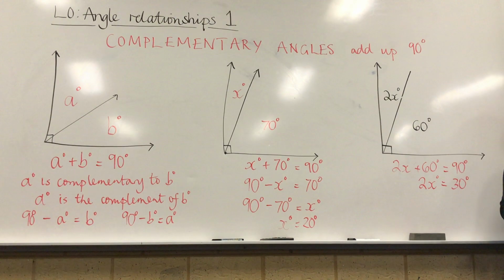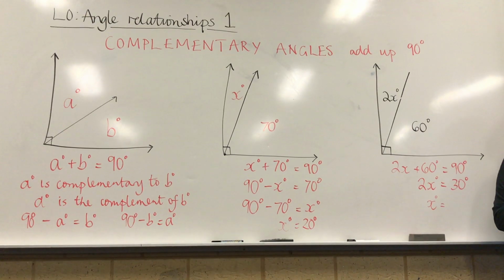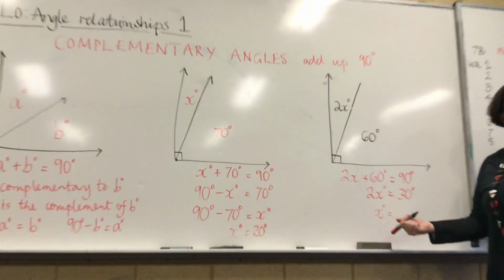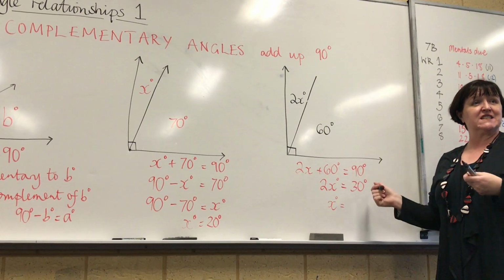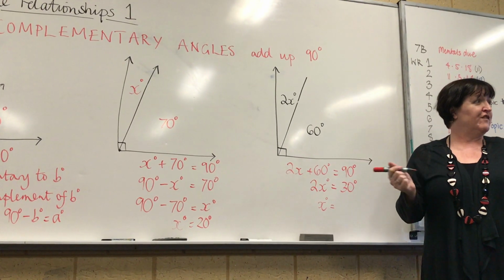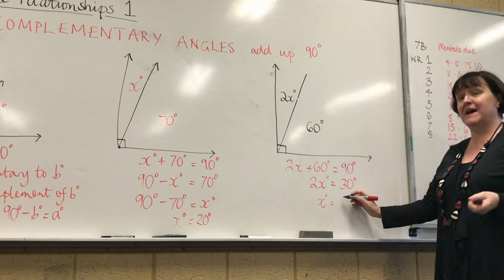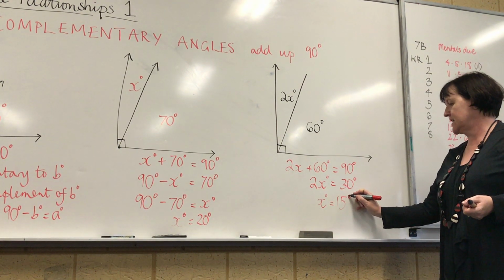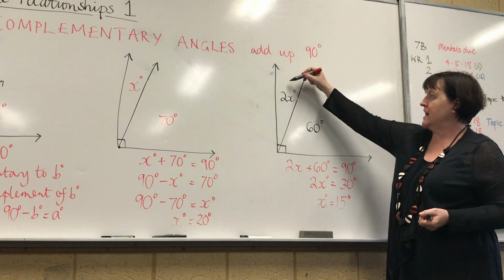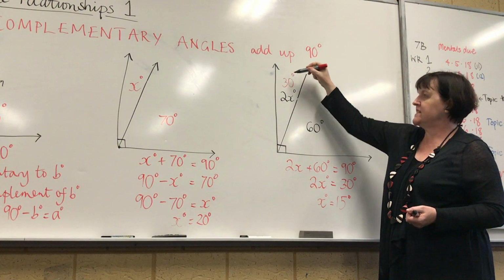So now I know what 2x is. How am I going to find out what x is on its own? Cassidy, have a go. Halve it, divide it by 2. That's right, because there's 2 lots of x. If 2 lots of x is 30, 1 lot of x has got to be half of 30, hasn't it? So x is going to equal 15 degrees. That's right. Okay? So the angle here is worth 30 degrees.